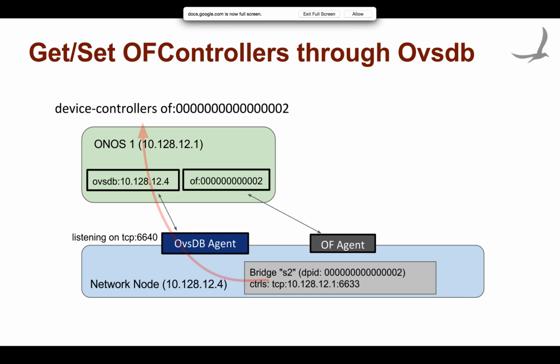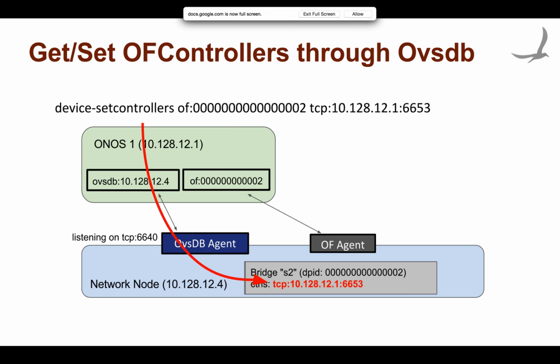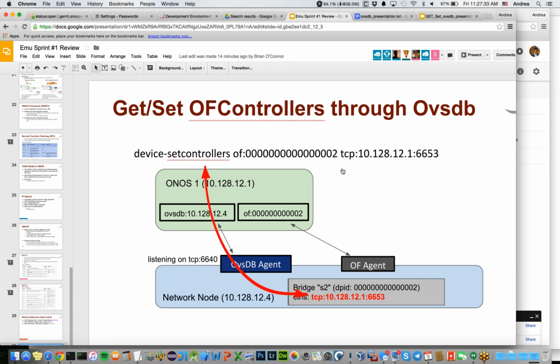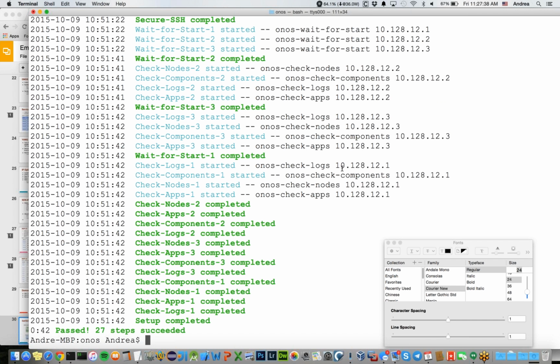And then we provided the set method, set controllers, where you specify the bridge ID and the TCP controller that you want to set for that bridge. When you press enter, it sets it in the OVSDB table for that bridge. So you can also do this command through the CLI. Let me show you a demo of this. We have a completely clean ONOS instance.